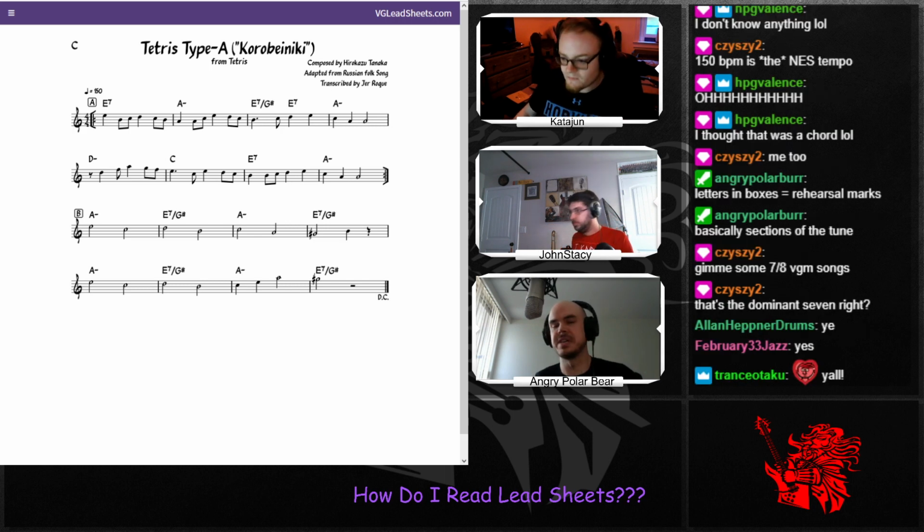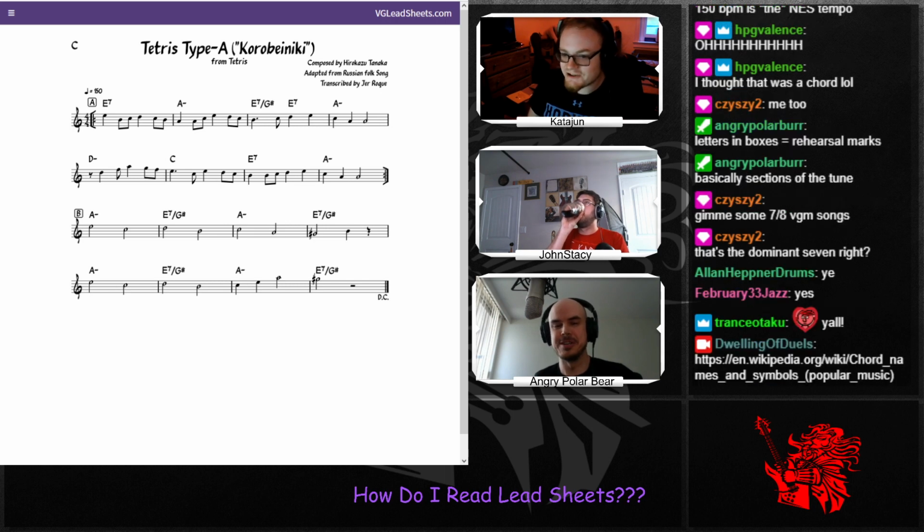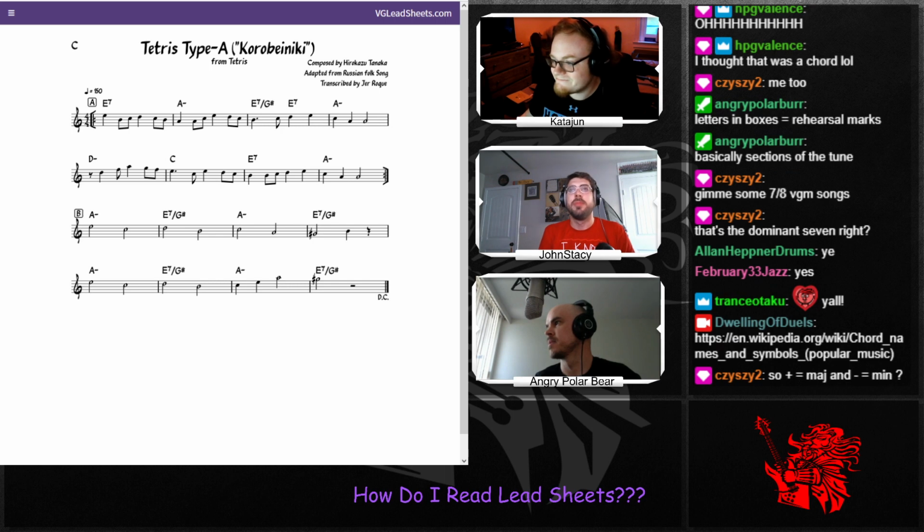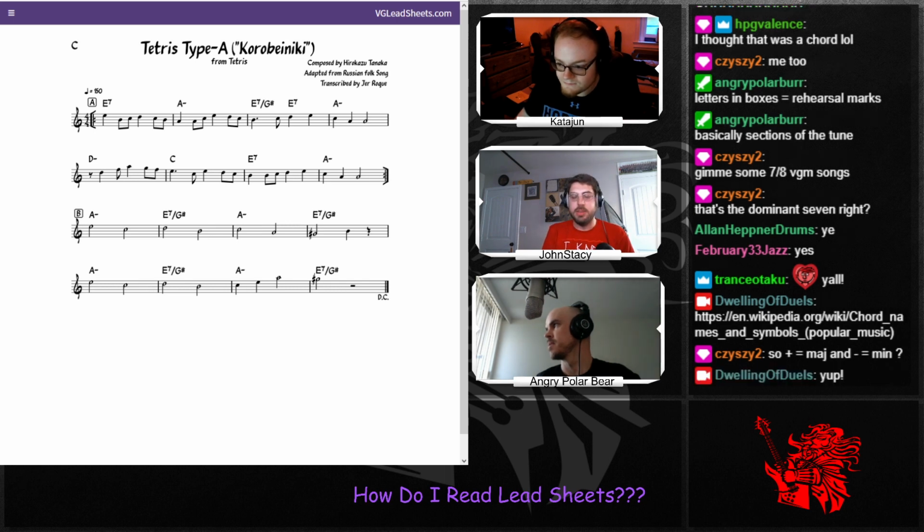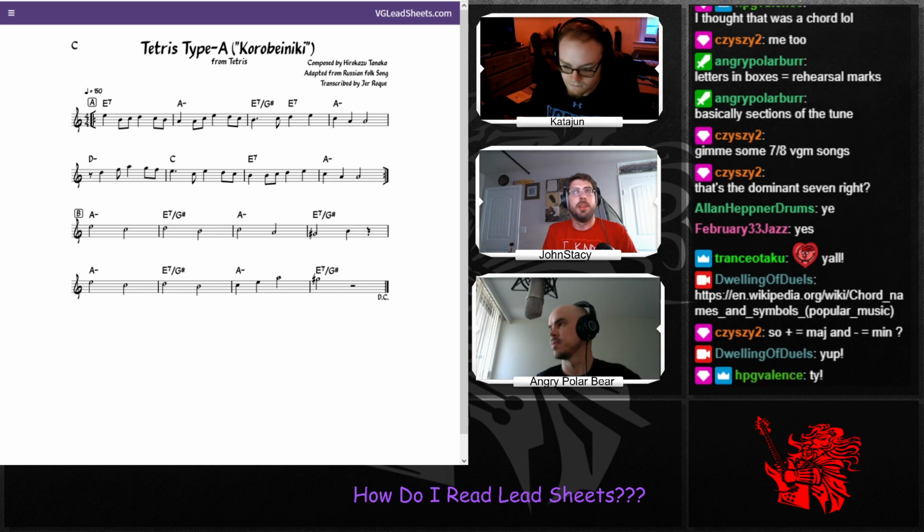If you want to look up what is an A minus chord, you'll easily find lots of guides. I just posted a really good Wikipedia article called "Chord Names and Symbols (Popular Music)." That page is very handy for finding what these symbols mean. Beyond that, there's not that many unusual things. If you see a slash, like in the third measure there, an E7 / G sharp, all that means is you have an E7 chord, and then you take your G sharp and put it in the bass.